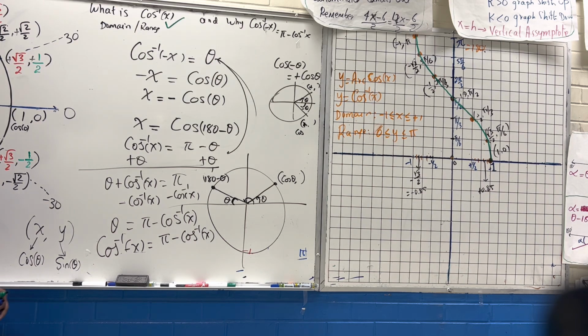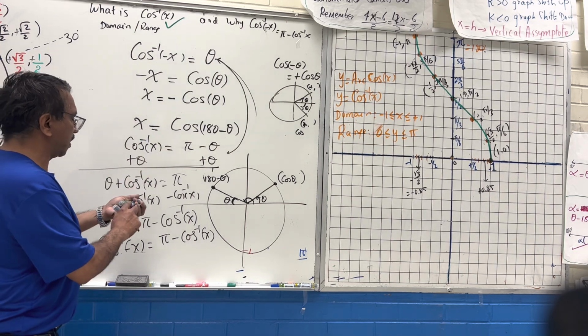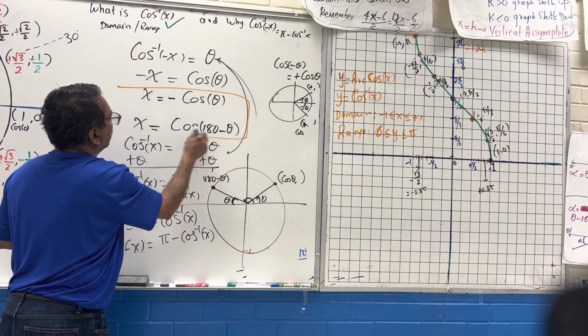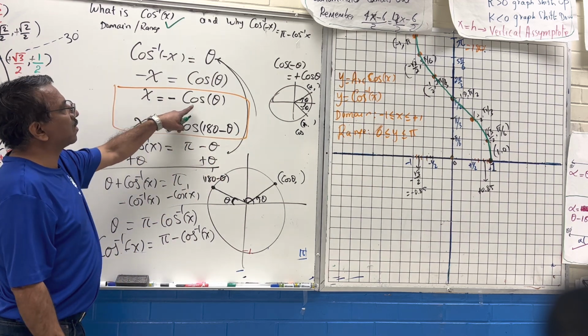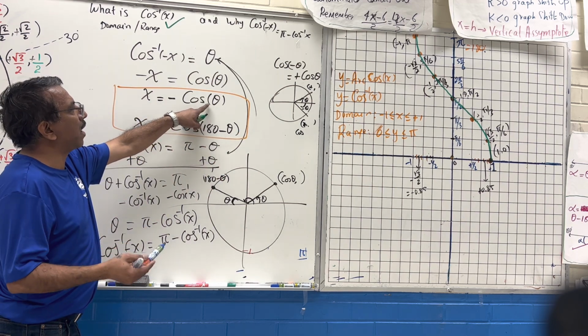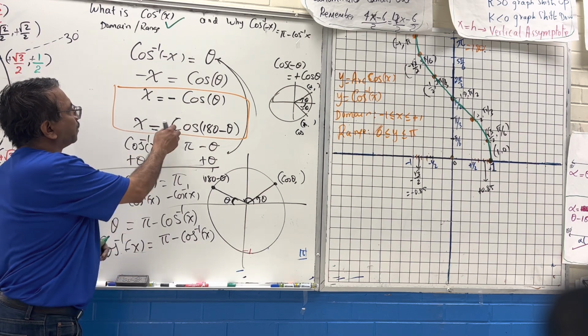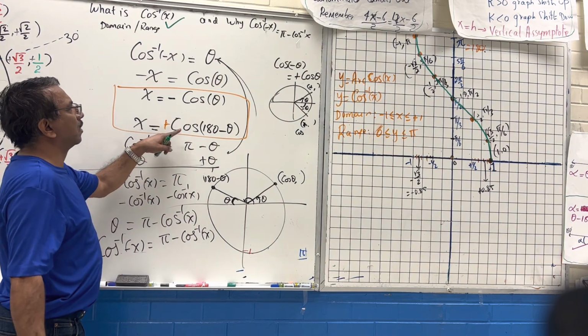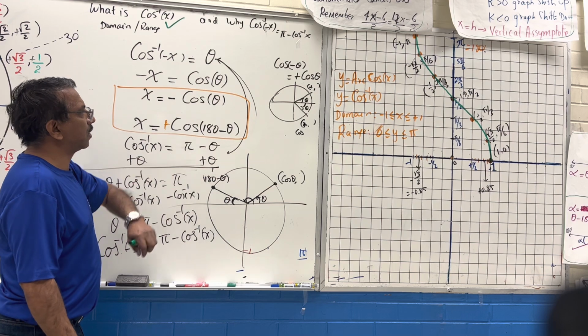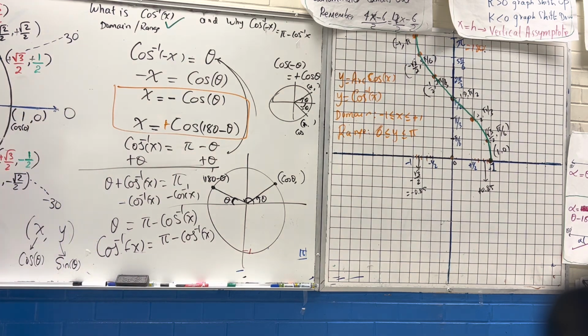The main confusion is only whether we get this part, because minus cosine theta is the same as plus cosine of 180 minus theta. So hope that helps.